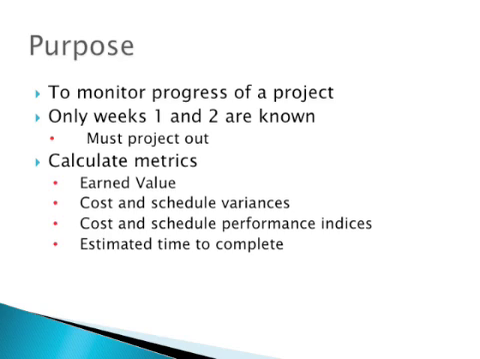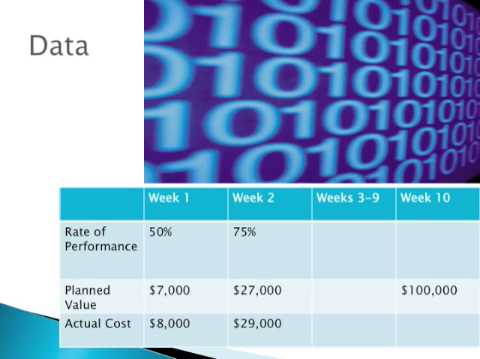The metrics we plan to calculate are earned value, cost and schedule variances, cost and schedule performance indices, and estimated time to completion. This data was provided to us. In week 1, the rate of performance was 50%. Rate of performance is the ratio of actual work completed to the percentage of work planned to be completed. The planned value of the work for week 1 was $7,000, and the actual cost of the work was $8,000.